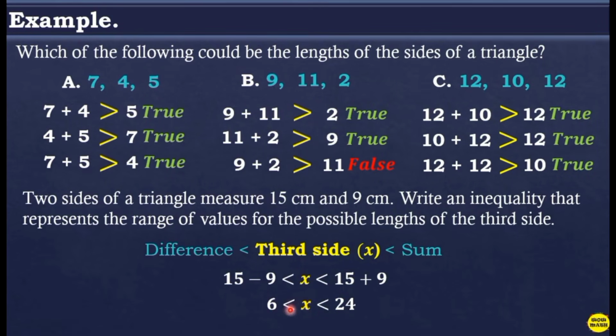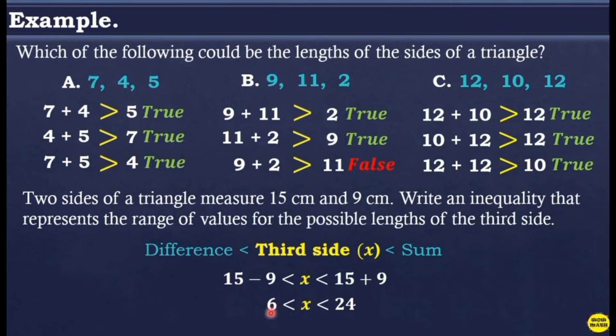So, ang mas mataas sa 6 is 7. And then, mas mababa sa 24 is 23. So, from 7 to 23, ang mga possible length ng ating third side. So, hindi pwede si 6, hindi pwede si 24. So, from 7 to 23, ang mga possible length po ng ating third side.